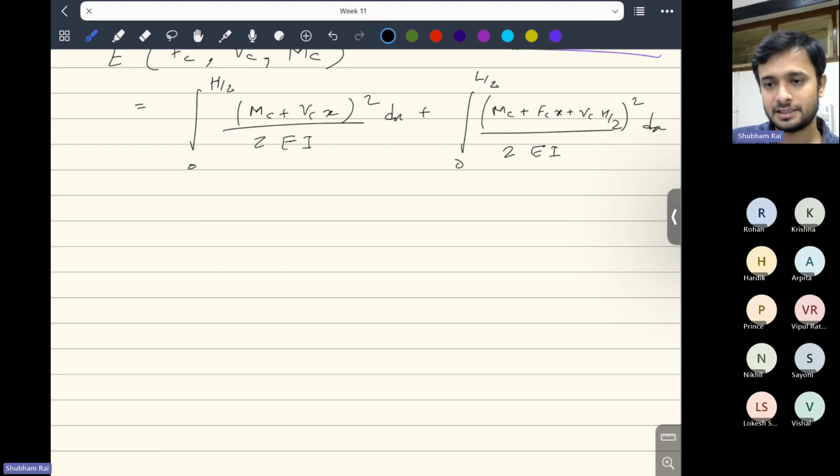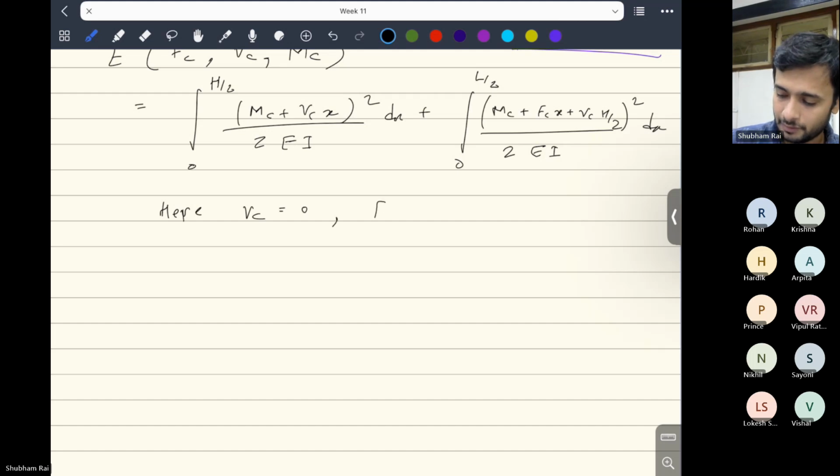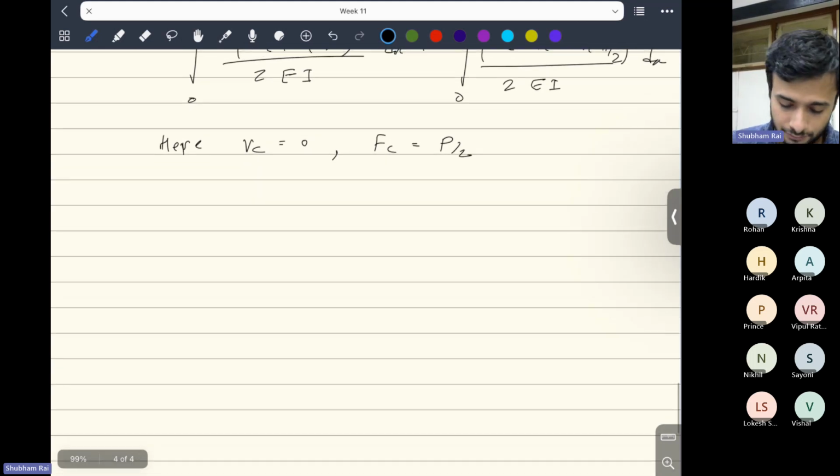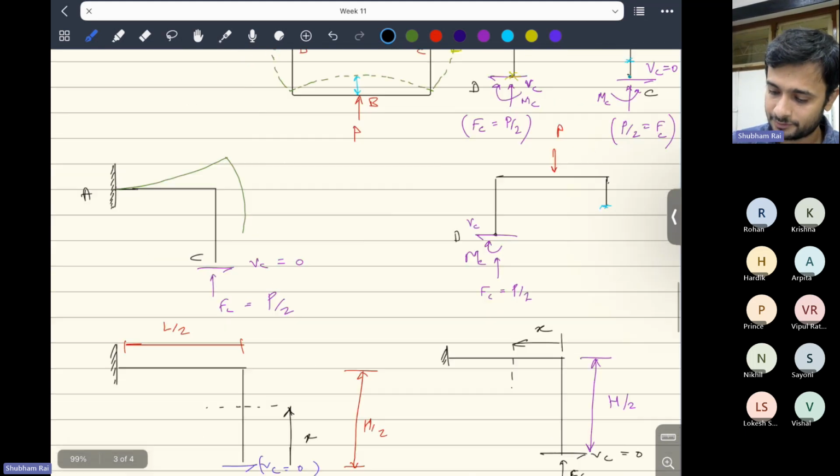Now, remember that we have Vc equal to 0, that we will put later on. And Fc is equal to P by 2. So here we have Vc equal to 0 and Fc is equal to P by 2. As of now, Vc is dummy force, dummy shear force. Later on, we will put equal to 0. Now, what we need to find out is the expression for Mc, right?